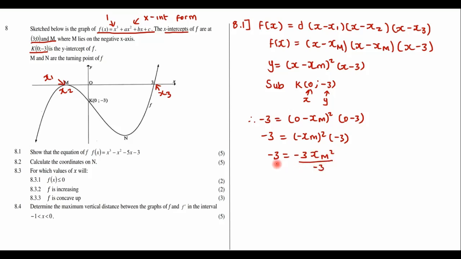And of course, I want to divide by 3 both sides from here, and then 1 will be xm squared, then I'll put the square root both sides. So now here xm is going to be a plus minus answer, right? Plus minus 1, but since the x coordinate needs to be negative, this will be minus 1. Now what does this mean?